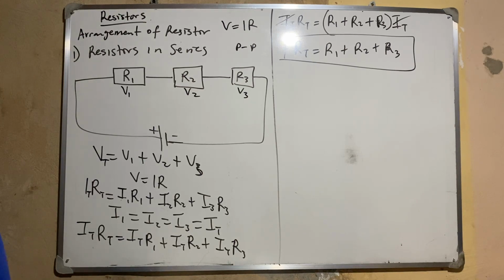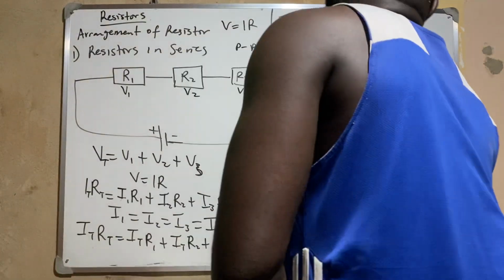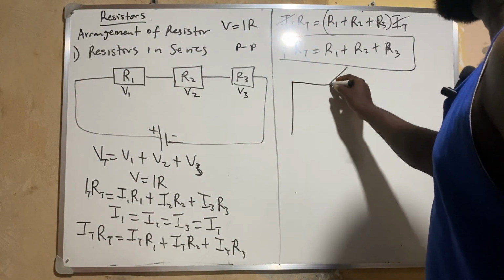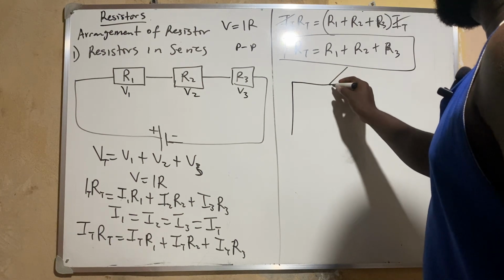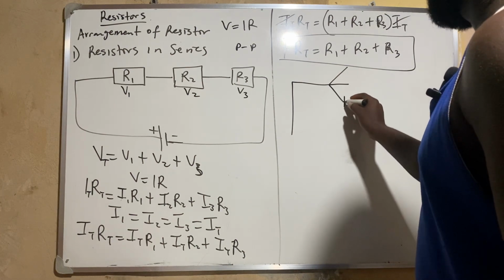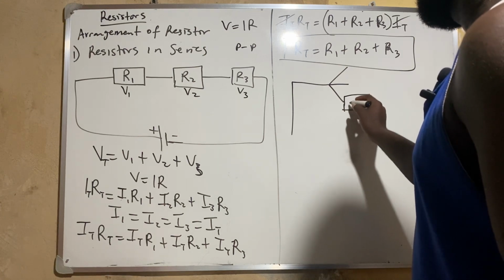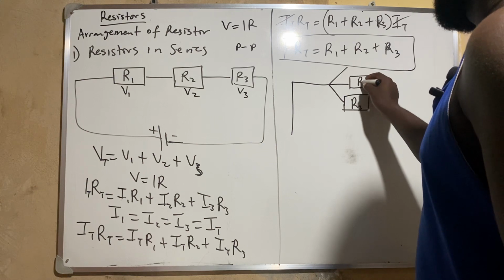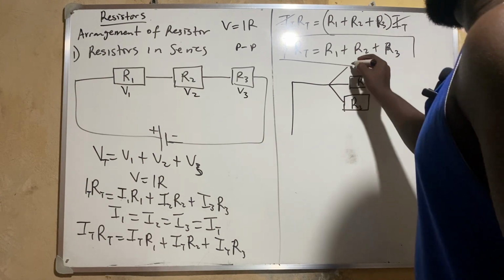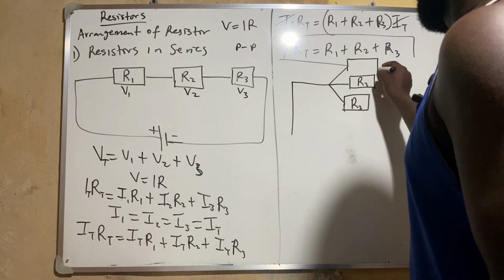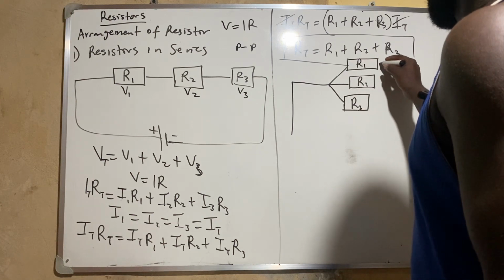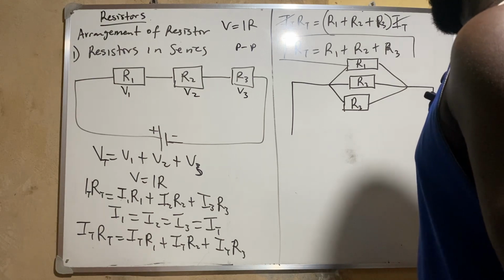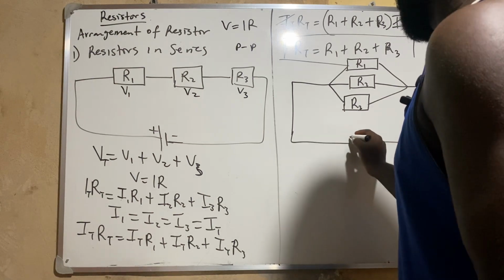So let's talk about the one in parallel. For the one in parallel, let me draw it. I have something like this. 1, 2, 3. So I have the first resistor. Let me say this is R3, R2, R1, and they are all connected in parallel. Then to a battery.